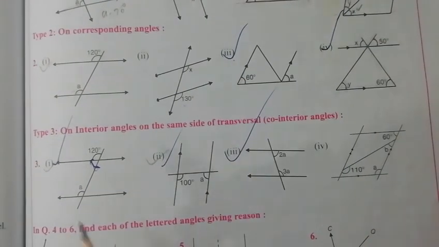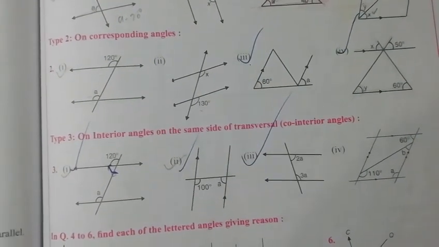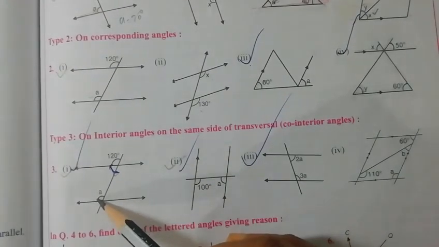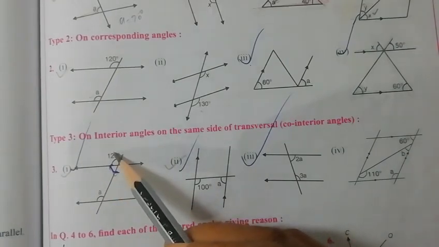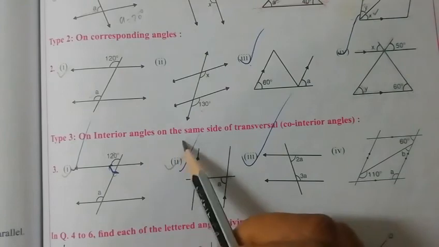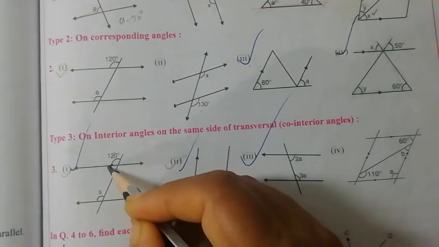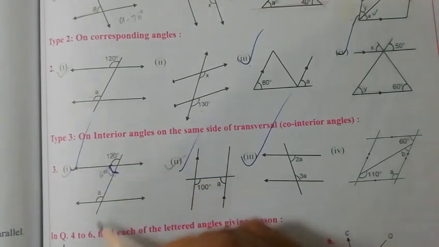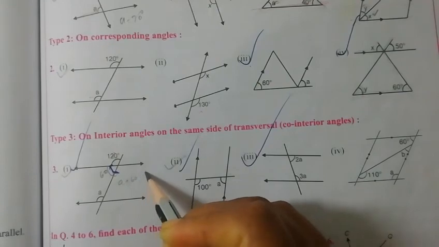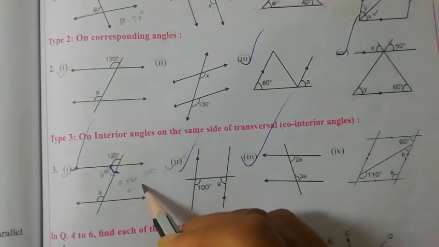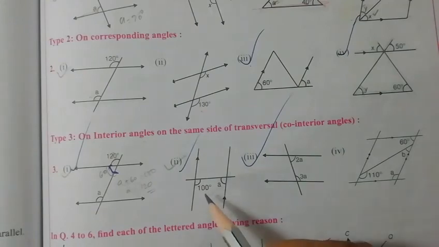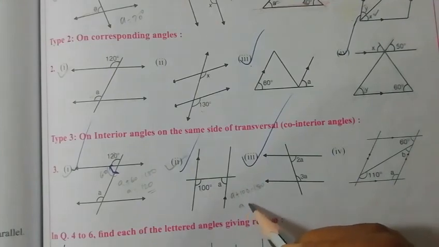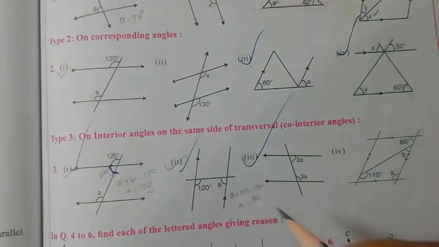Next, on interior angles on the same side of transversal, this is 120. So A is equal to 120. They are corresponding angles. But on interior angles on same side of transversal, this is 120 means this angle is 60 because this is a straight angle. So co-interior angles are supplementary. A plus 60 is equal to 180. So A is equal to 180 minus 60, 120. These two angles are co-interior. A plus 100 is equal to 180. A is equal to 180 minus 100, 80.